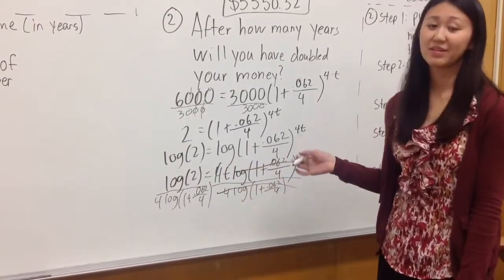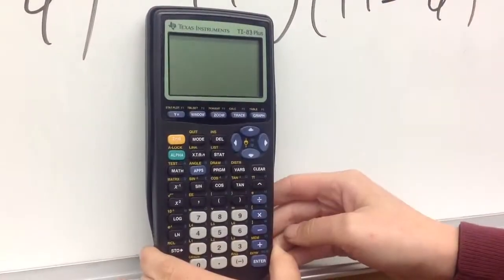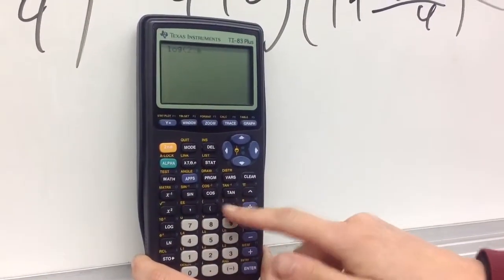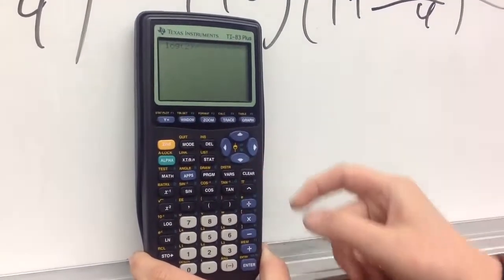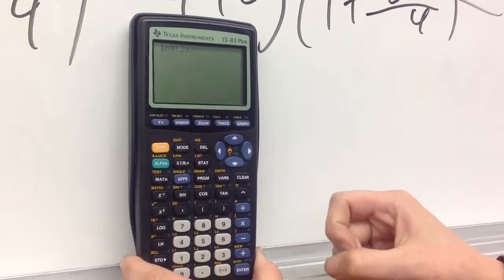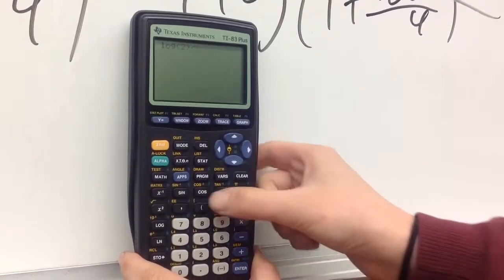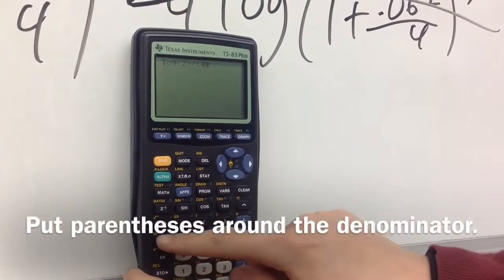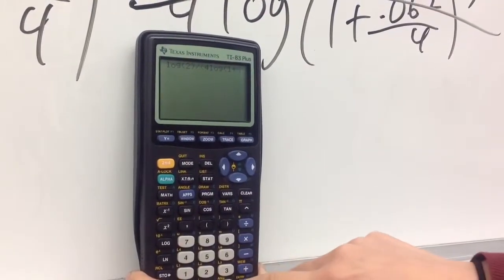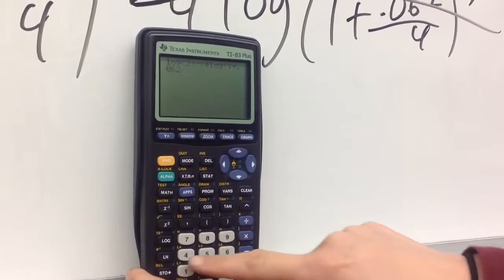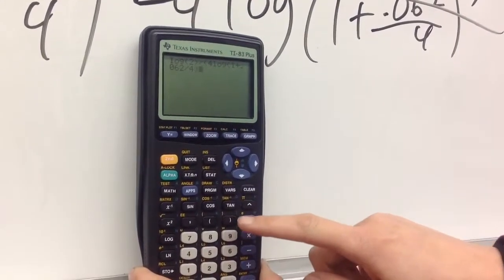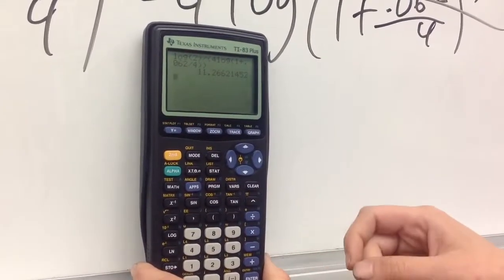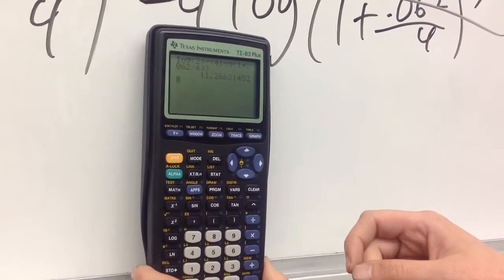Now I can actually plug this into the calculator and get an answer. So we have log of 2 and your parentheses. And we're dividing by the 4 log of 1 plus 0.062 over 4. You need to put parentheses around your denominator because there's more than one thing you're dividing by. So it's 4 and then log of 1 plus 0.062 over 4, in your first set of parentheses and your second set. Okay, you press enter, and our answer is 11.27.